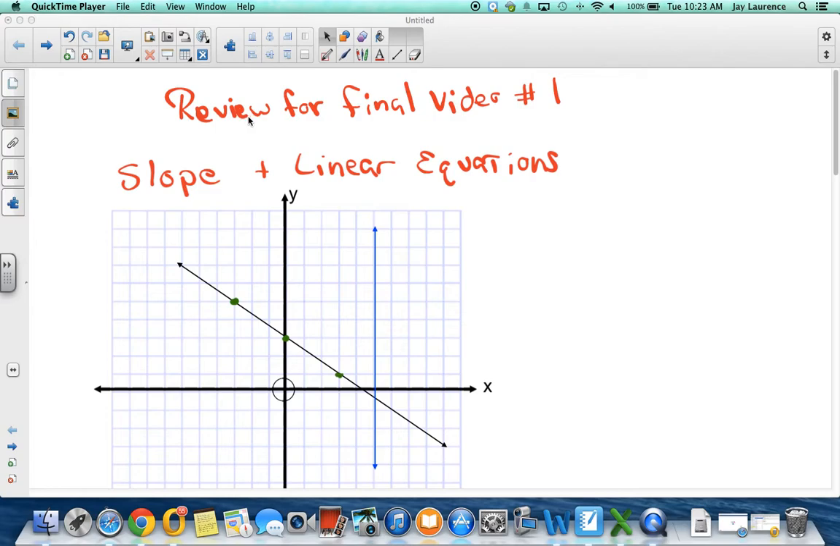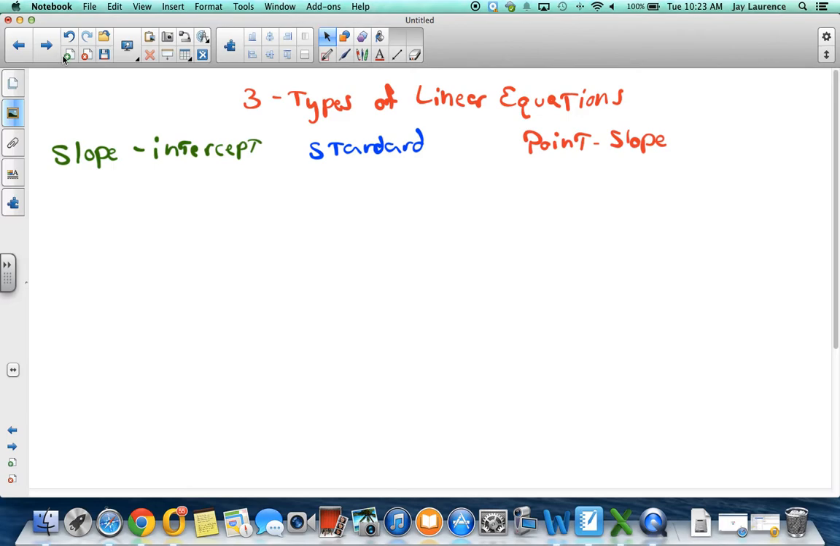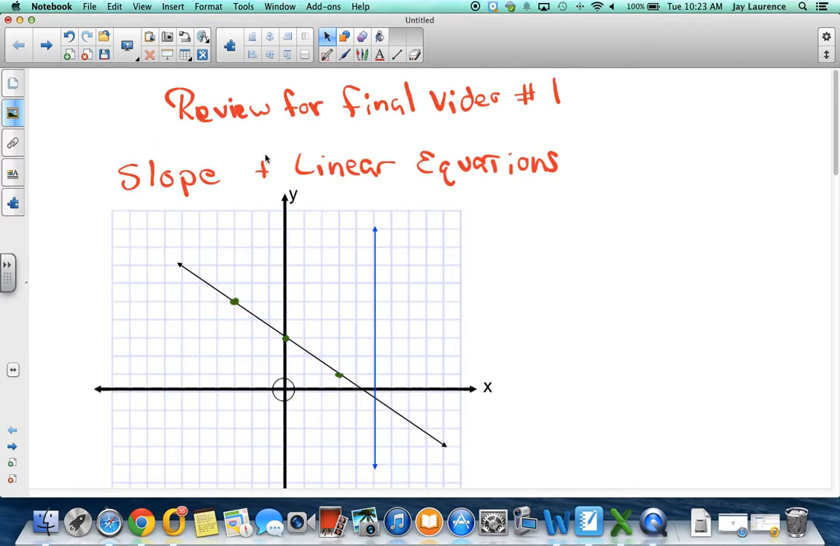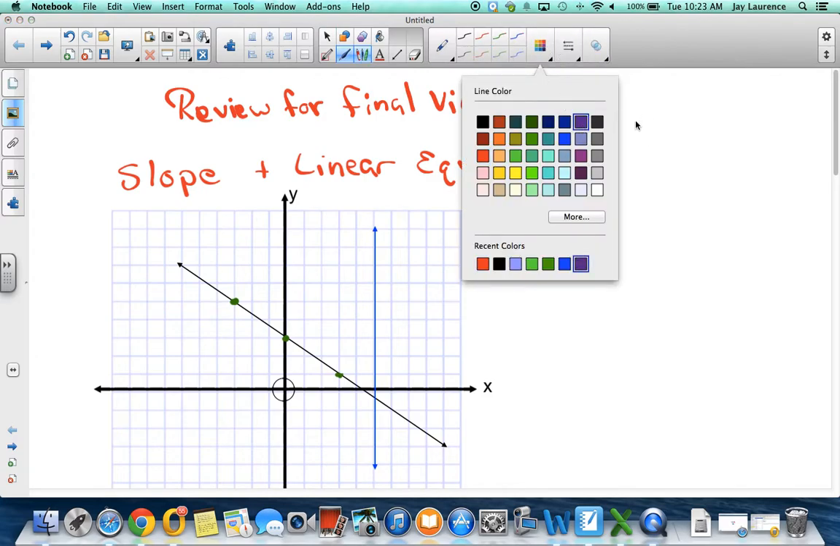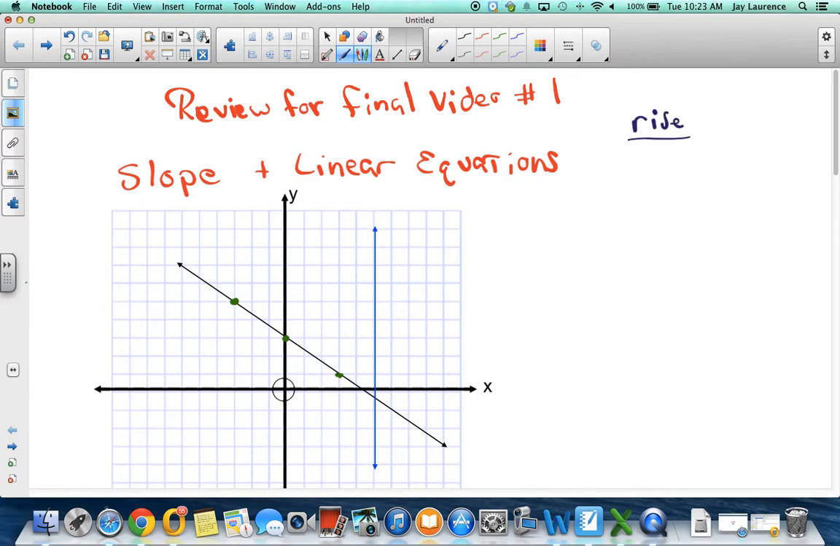All right, so let's see here. Let's start with slope. Remember the definition of slope? The definition of slope was rise over run. And the rise is your vertical movement, and the run is your horizontal movement. And there's a formula for calculating slope. Remember, it's y sub 2 minus y sub 1 over x sub 2 minus x sub 1. And that equals m.